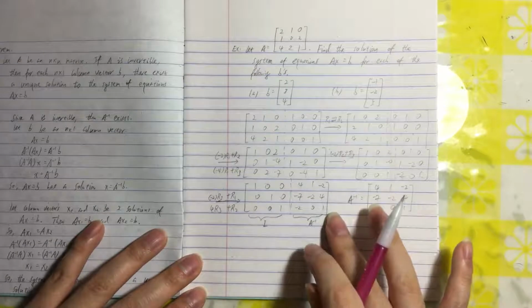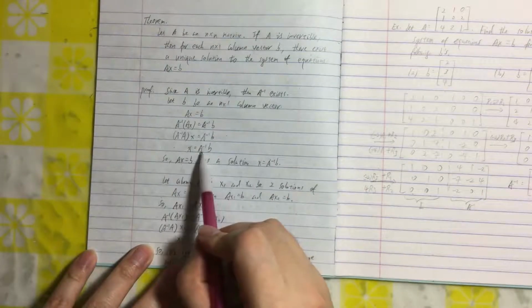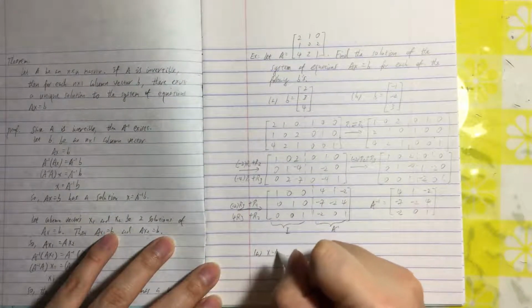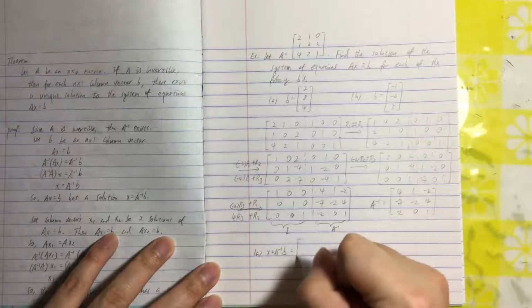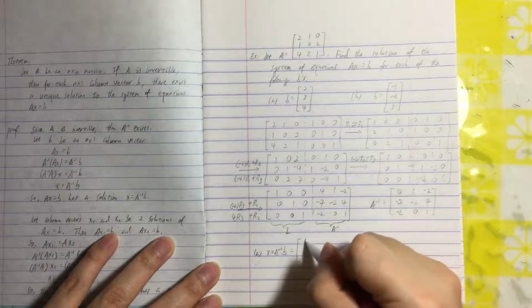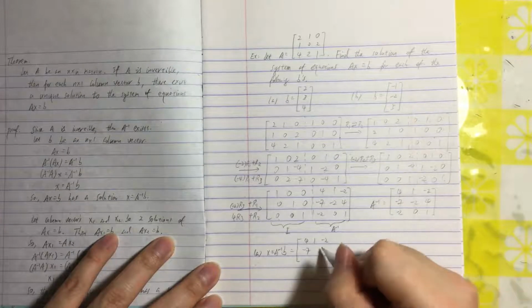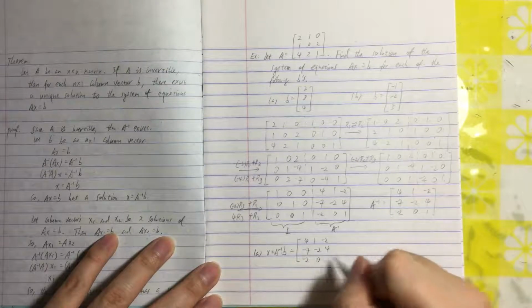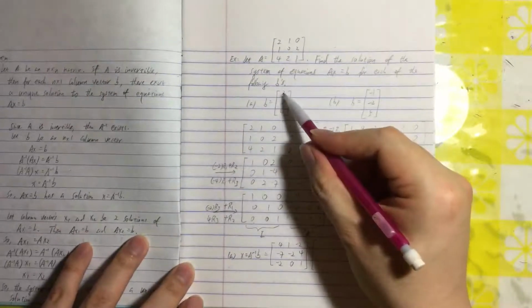Now, since A is invertible, for this problem S is equal to the inverse of A times B. So for part A, S is equal to the inverse of A times B. Inverse of A is 4, 1, negative 2, negative 7, negative 2, 4, negative 2, 0, 1. Matrix B is 2, 3, and 4.